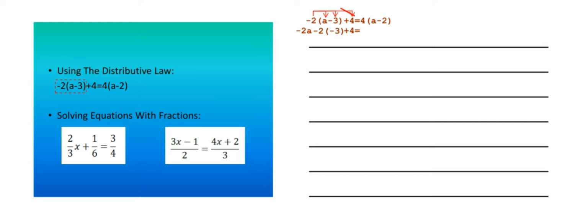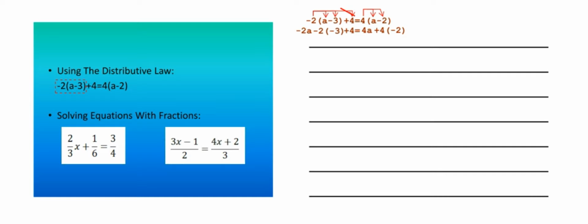Okay, let's try the other side. Same idea, we can't simplify inside the parentheses, so we gotta distribute. 4 times a gives us 4a. 4 times negative 2, 4 times 2, 8. Positive times a negative, negative. But for now, let's write it as plus 4 times negative 2, and we'll simplify in this next step.